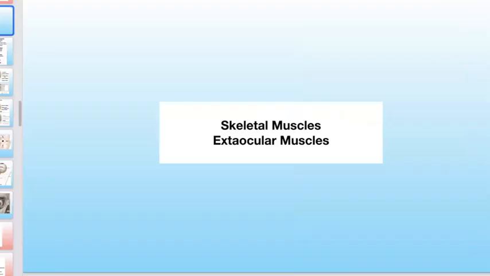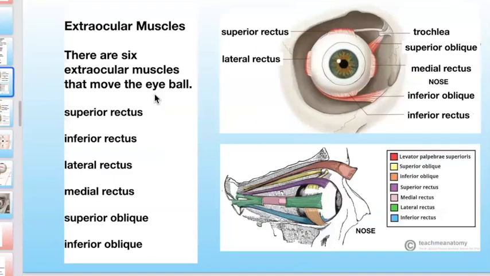Now we will move on to the extraocular muscles. There are 6 of them. All of them move the eyeball. They are called extraocular because they are on the outside of the eyeball. Yes, you're right, there are also intraocular muscles inside the eyeball.